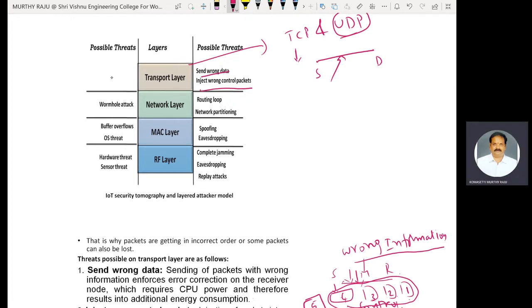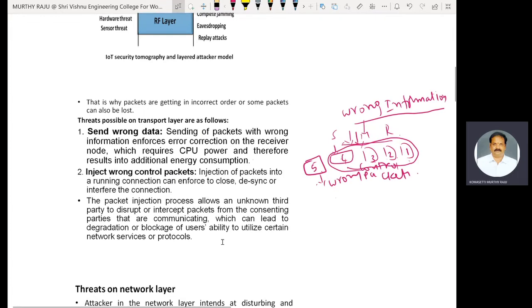Taxonomy means examining the attacks at the different layers. Generally at the transport layer, we use 2 types of protocols: Transmission Control Protocol and User Datagram Protocol. Transmission Control Protocol is the connection-oriented one. UDP is the connectionless protocol. The aim of that threat is to disrupt the connection between the source node and the destination node in the case of Transmission Control Protocol: sending the wrong data, injecting the wrong control packets.